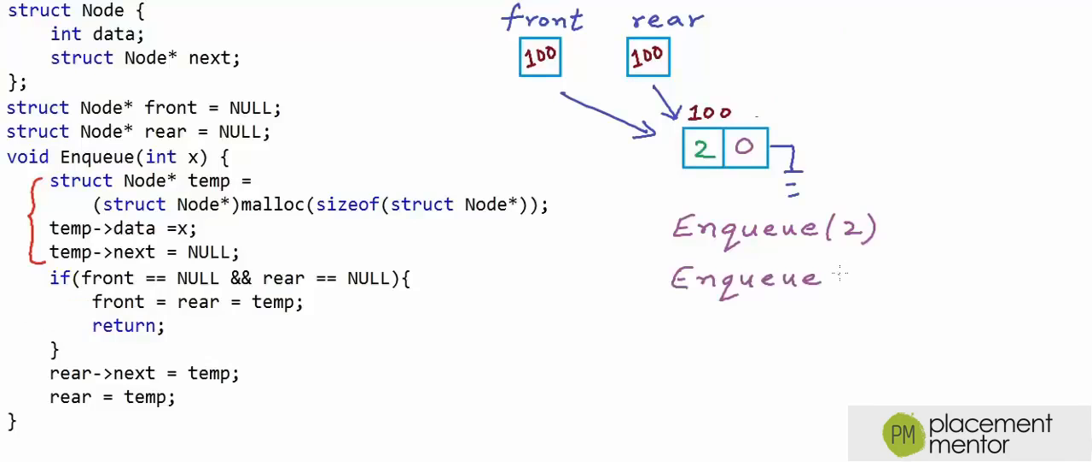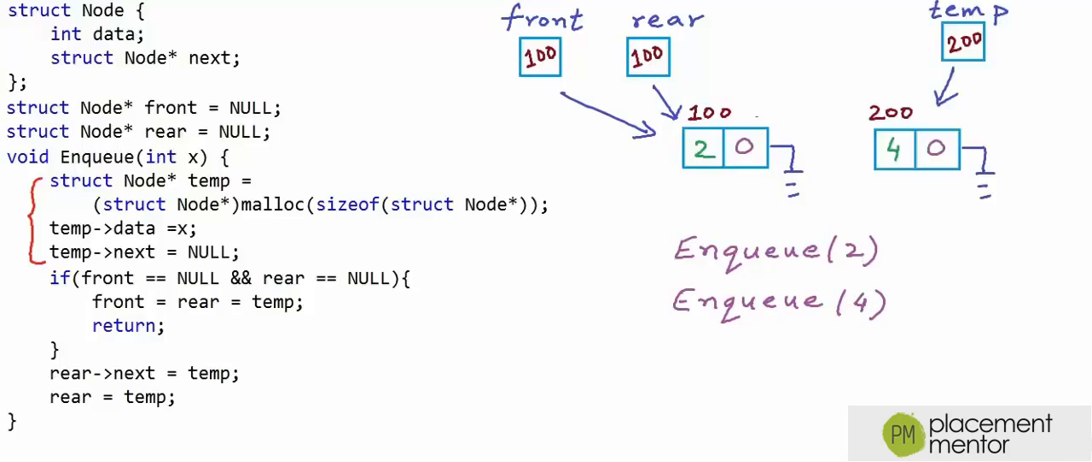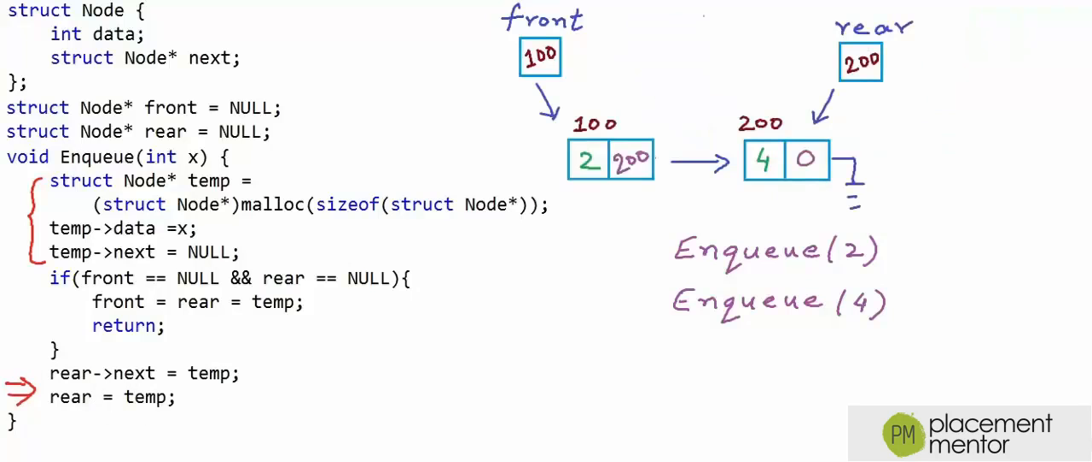Let's say we are making another call to the enqueue function at this stage, passing the number 4 as the argument. Once again a new node will be created. Let's say I got the new node at address 200. This time the queue is not empty, so in this function we will first go to this statement, rear.next equal temp. So we will set the next part of this node at address 100 as the address of the newly created node, which is 200. So we will build this link. And now we will store the address of the new rear node in this variable named rear. So this is how my queue will look after this second enqueue.